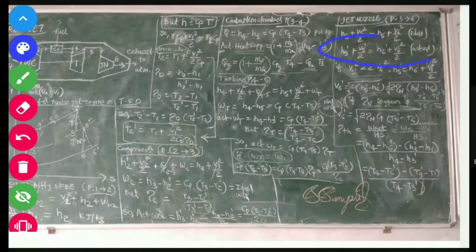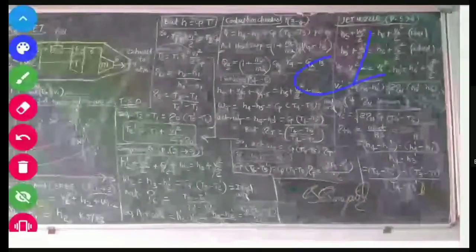From the actual equation, we neglect V5. The remaining are H5, H6 and V6. So the equation is like this. From that equation, we want V6. You can write it as root of (H5 minus H6) into 2. See the V6 equation.